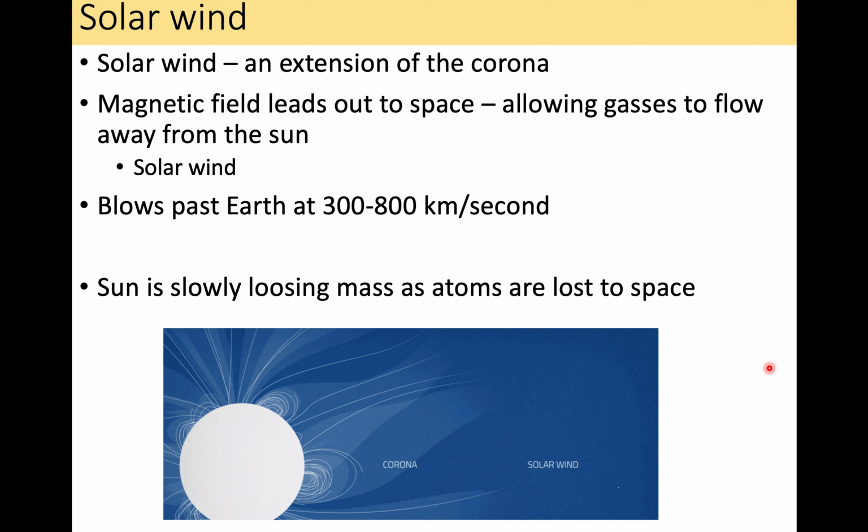So what this means is the sun is slowly losing mass. Atoms are slowly, or quickly, but not in mass amounts, moving away from the sun, following these magnetic field lines. These atoms are flowing outwards into space. The sun is very slowly losing these atoms. It's losing this mass as what we call solar wind.